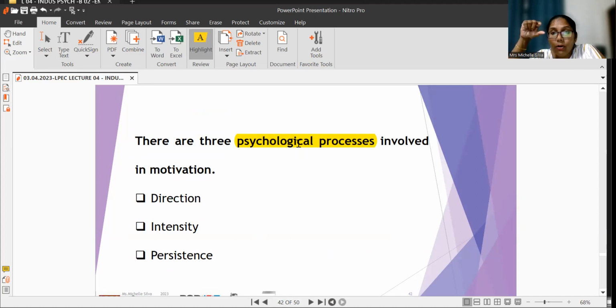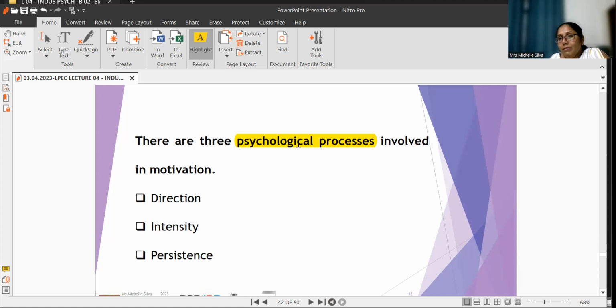And write down, we cannot motivate people. But we can make the ground. I mean, industrial psychologists can make the ground to be motivated.